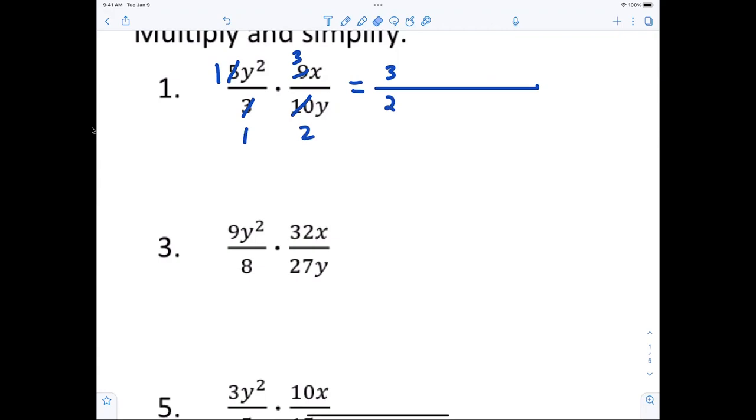Now, how many y's are on the top? 2. How many are on the bottom? 1. So altogether, that would leave us with 1 on the top. How many x's are on the top? How many x's are on the bottom? None. So there would be a what? X on the top. So I'm going to slide this over a little bit, put the x there, and then we're going to now realize that is all they wanted. 3xy over 2. I know it's easy.